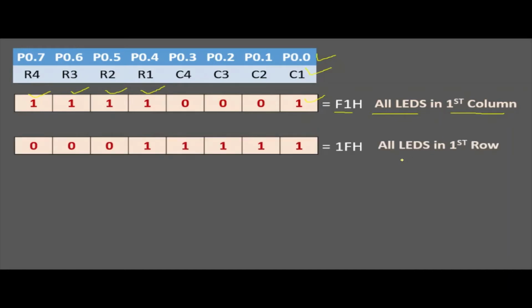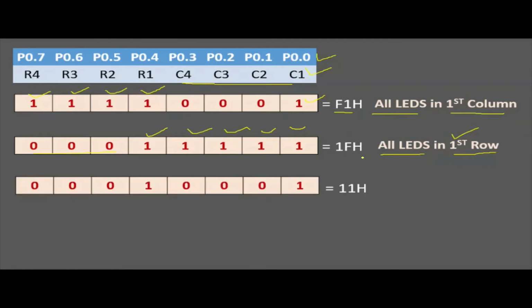Similarly, after a while I want to glow all LEDs in first row. So for first row all columns should glow. So I have sent 1, 1, 1, 1 to all the columns, and out of 4 rows only the first row is to be selected. So row 1 is connected to P0.1 and 1 will select the first row. Remaining 3 rows are given 0, so they are not selected. So this is the second pattern, 1FH.